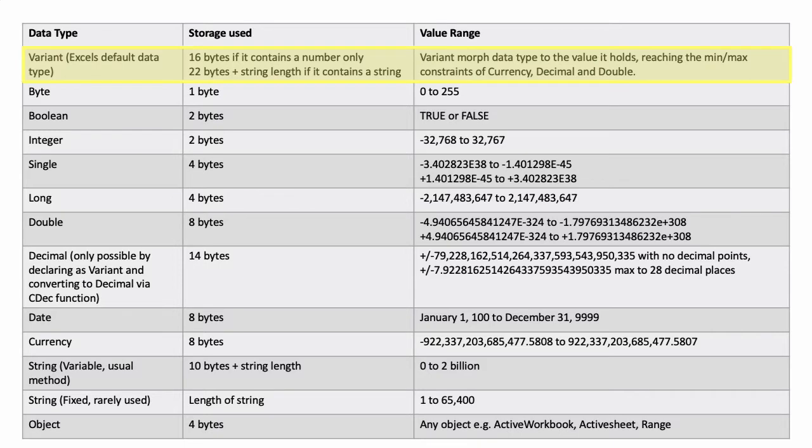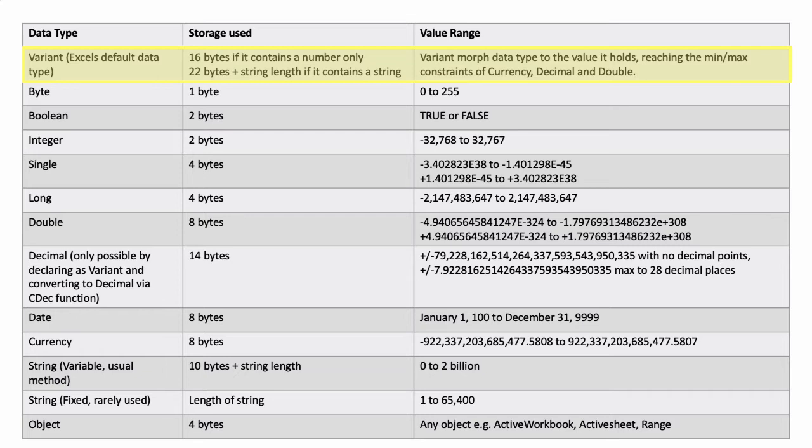This variant data type is the default data type in VBA. The good thing about it is it can contain just about any value that you want, but unfortunately it's also highly inefficient because of that. A variant, if it contained just a number, would be quite a large 16 bytes of memory space. And if it was a string, it would be 22 bytes plus the length of the string on top. So variants are highly inefficient, but they can contain every type of data type within them.